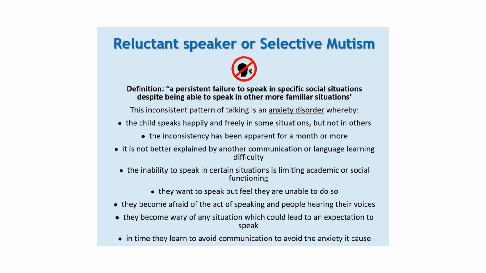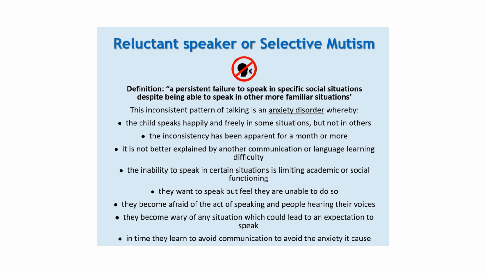Reluctant speaker or selective mutism. The definition is a persistent failure to speak in specific social situations despite being able to speak in other, more familiar situations. This inconsistent pattern of talking is an anxiety disorder, whereby the child speaks happily and freely in some situations, but not in others. The inconsistency has been apparent for a month or more.